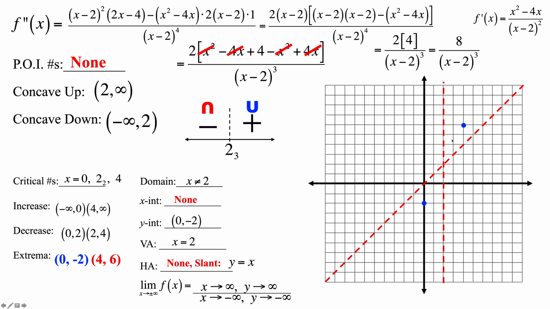So concaving up to the right of 2, we must have a curve that looks something like this. It has to approach the vertical asymptote on the right going up, and then it has to approach the slant asymptote over here. And then the same thing's going to happen here with this relative max. We're going to approach that slant asymptote from the bottom and the vertical asymptote from the left. And there's my graph.